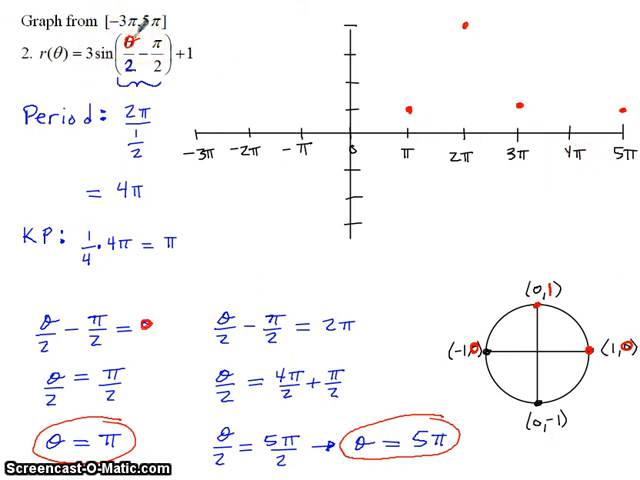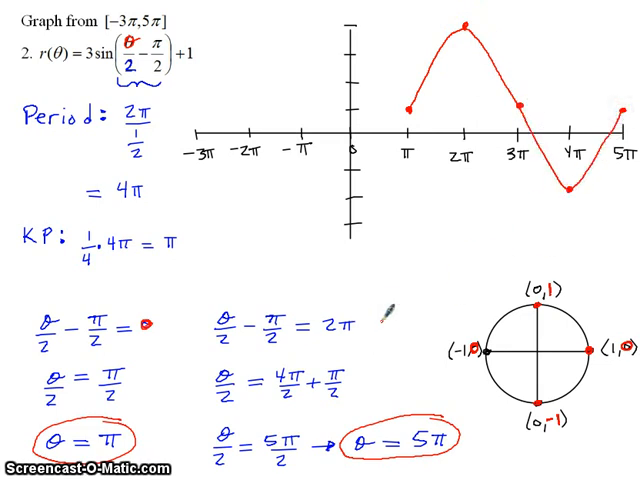So then we plug in 4 pi into theta. If we plug in 4 pi, that's going to take us to 3 pi over 2. And the sine of 3 pi over 2 is equal to negative 1 times 3 is negative 3. Negative 3 plus 1 is equal to negative 2, which is this point here. So this represents one cycle of our graph so far.